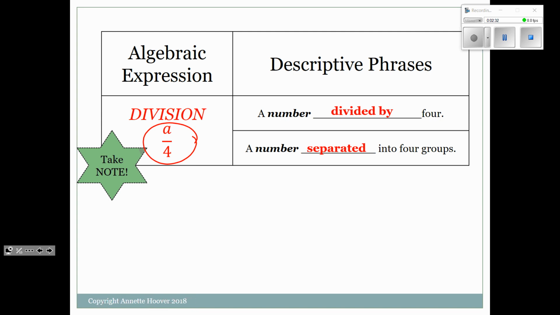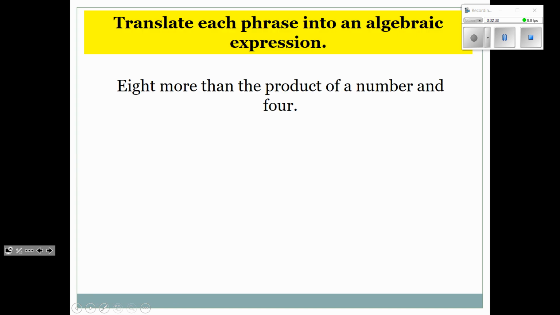We just wanted to look at these key words that are associated with the different operations so that now we can look at math in the real world and see how to translate them and then to solve them. In our first example, this is not on your notes, but we're just going to practice a little bit of what we were talking about.